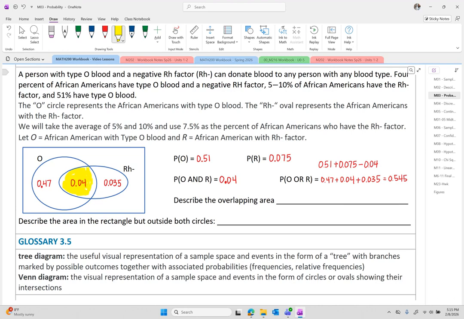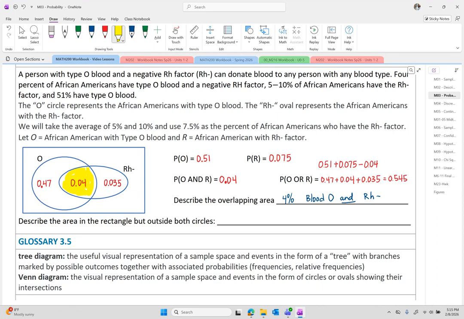Now, to describe the overlapping area, which would be the intersection of the two, that is the description given by the problem, that we have 4% of African Americans that have blood type O and also Rh negative factor.